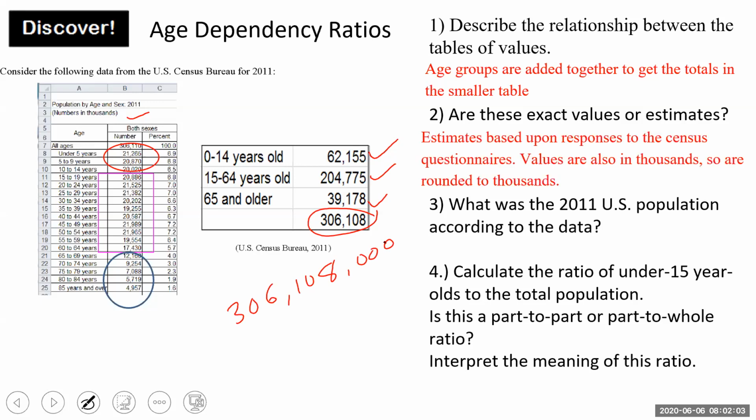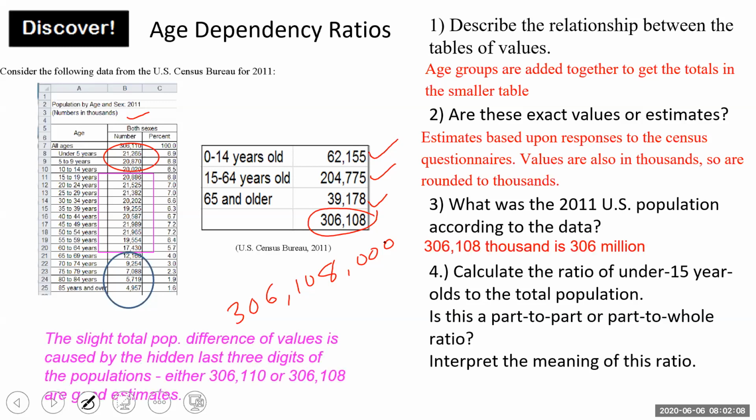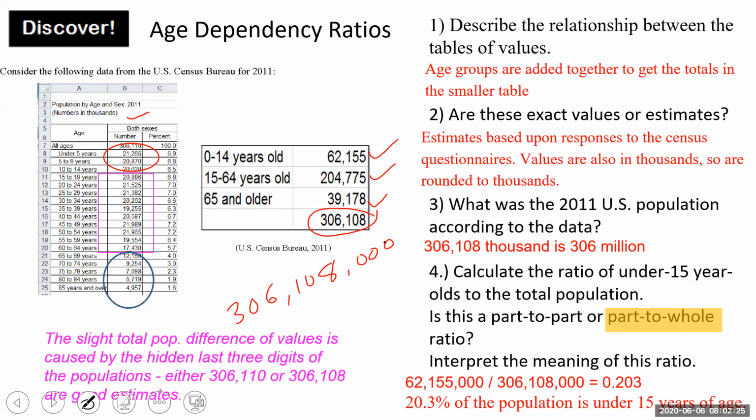So these are estimates, right? Now, what is the population according to that? And that is the population, about 306 million. Okay, now calculate the age of under 15. So under 15, that is what? The total is a part to whole, right? And to interpret that, you say that 20.3% of the population is under 15 years of age.